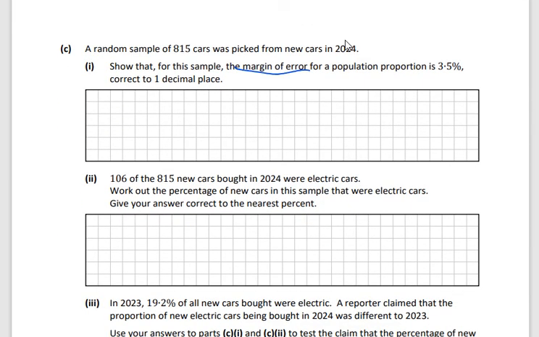Here we have margin of error. You need to know the formula by heart for margin of error. It's 1 over root n, so that's 1 over the square root of, well, it's a sample of 815, and then you just put it in the calculator, and it should give you 0.035 something. Then we times that by 100 just to turn it into a percentage. It's 3.5%.